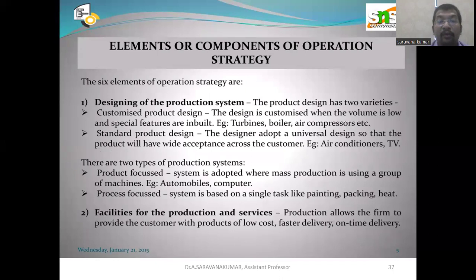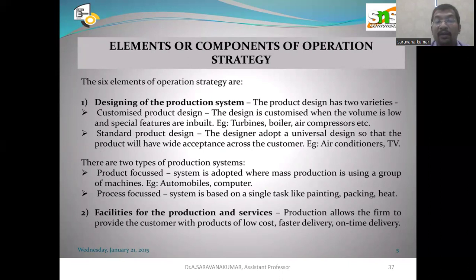Elements or components of operation strategy. The six elements of operation strategy are: number one, designing of the production system. The product design has two varieties: customized product design and standard product design. Customized product design, everyone knows. For example, if you are going to purchase any pant, shirt, or dress material, you are going to customize it and you can use it.